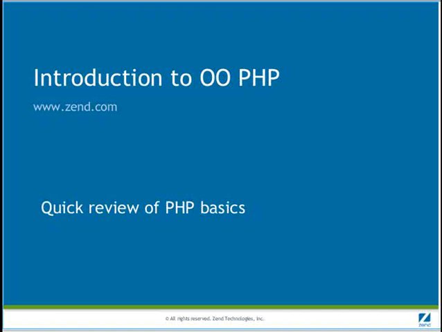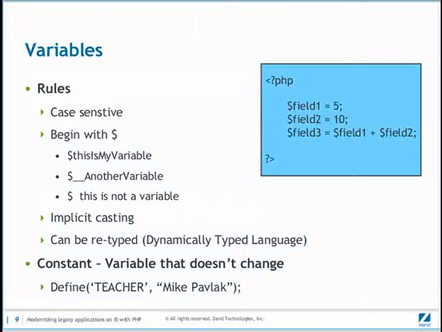Okay, so let's do a quick review of PHP basics. Variables. We've got to start off someplace, and variables is the place to start. Variables are case sensitive. They begin with dollar signs. Very basic stuff here. Camel case notation is probably the most popular example of variables you'll see out there, but having a leading underscore is not the end of the world. Embedded spaces are not allowed, so obviously that's not a variable.